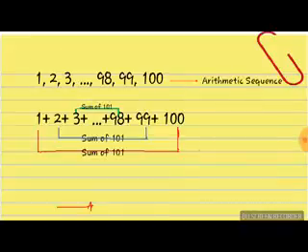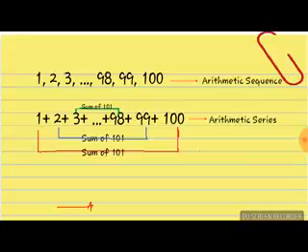Consider this arithmetic sequence, the numbers 1 to 100, and consider also this arithmetic series, the numbers 1 to 100. Now try to look at this one. If we add the first term and the last term, we get a sum of 101. If we add the second term and the second term from the last term, we also get the sum of 101. Same with the third term, and so on.